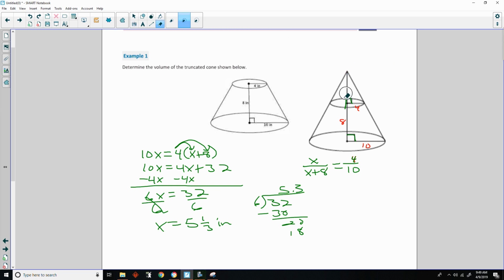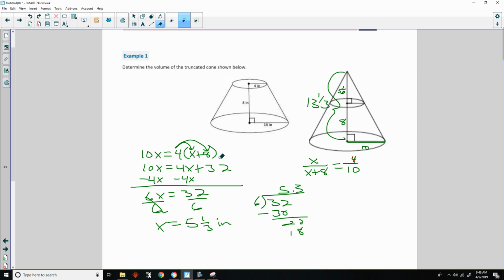Okay, we had similar triangles, and I set up a proportion to find this distance right here. So I know that this distance is 5 1/3. And I know that this distance is 8. So the whole thing is 13 1/3. This has a base of 10. So I can find the volume of the whole cone.